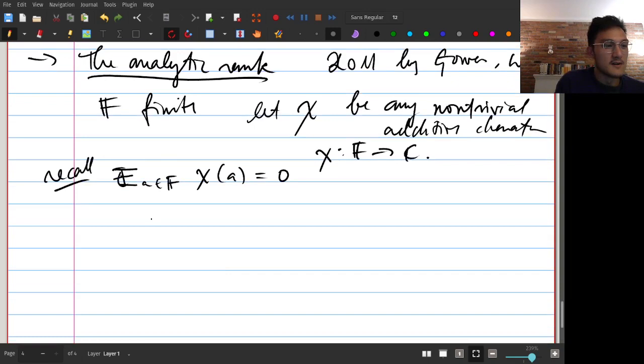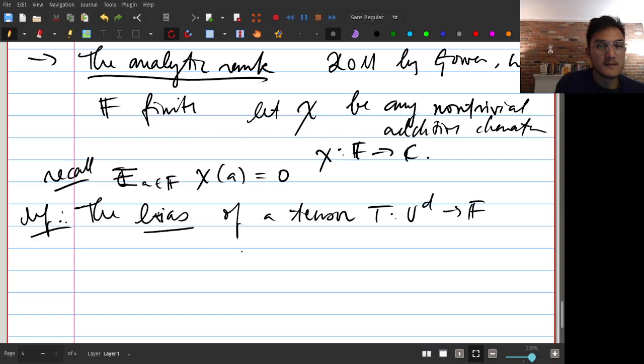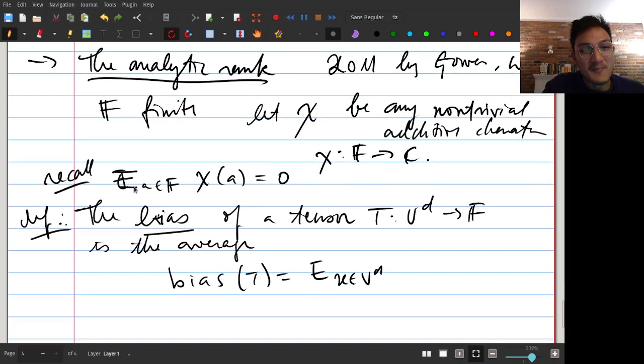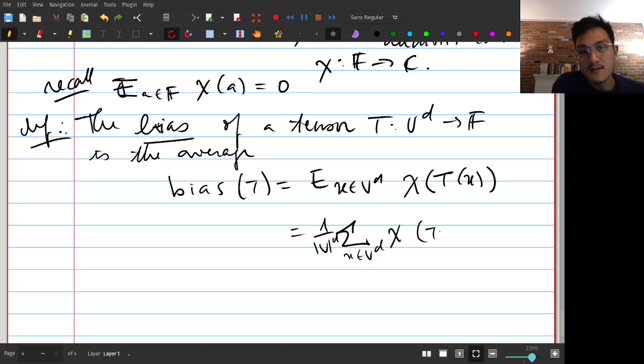So the definition of the bias of a tensor T from V^d to F is the average. The bias of T is equal to the expectation over all x in V^d of chi of T(x). If you haven't seen this notation before, it's just the sum, 1 over the size of V^d, it's the average, of chi of T(x) over V^d. Okay, so that's that notation.